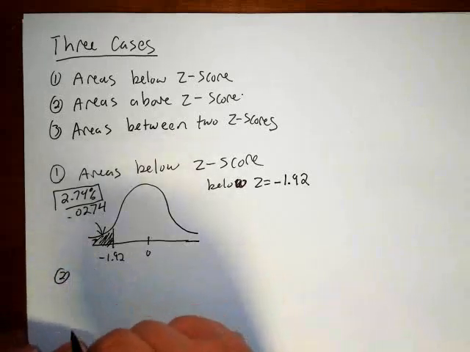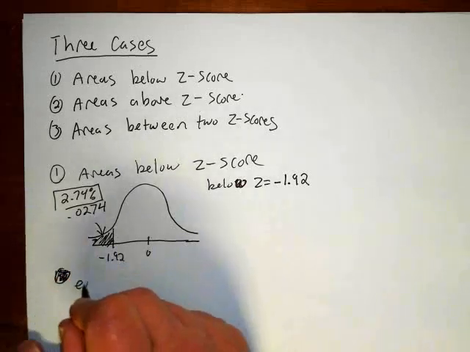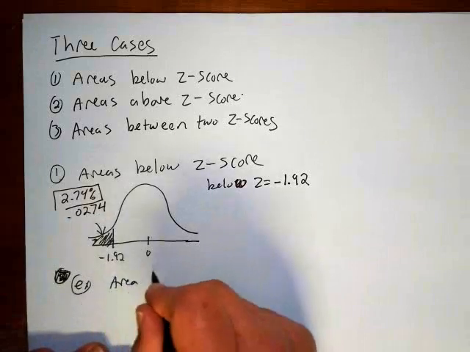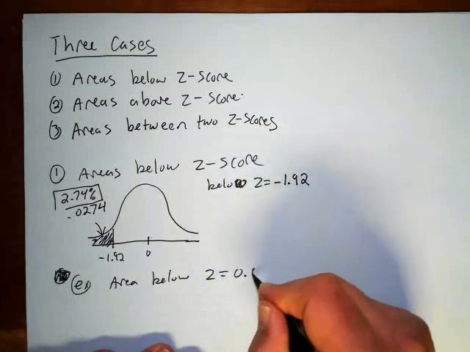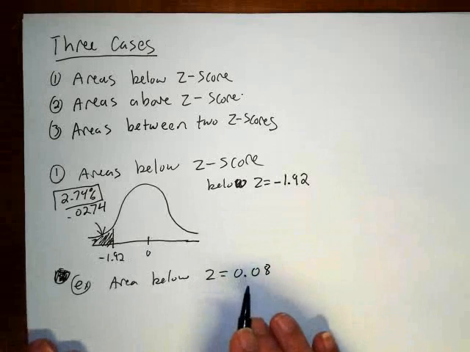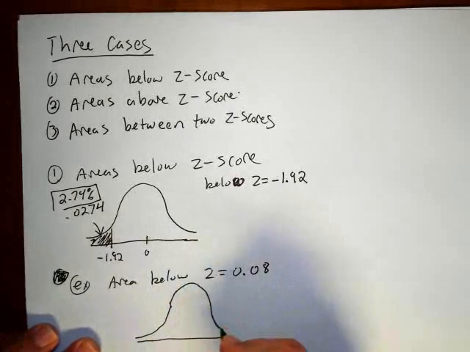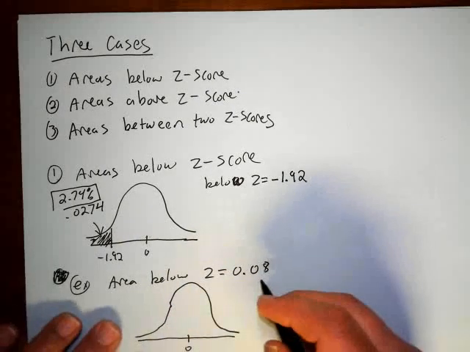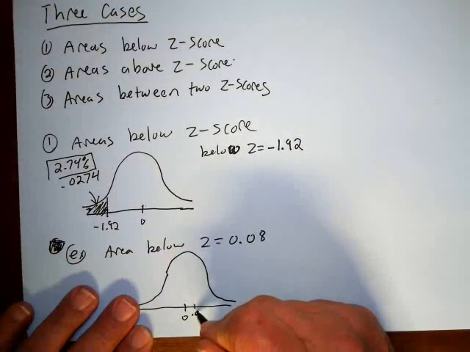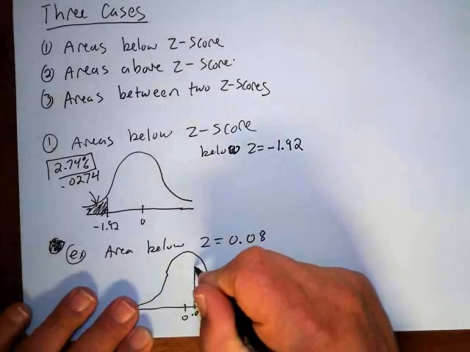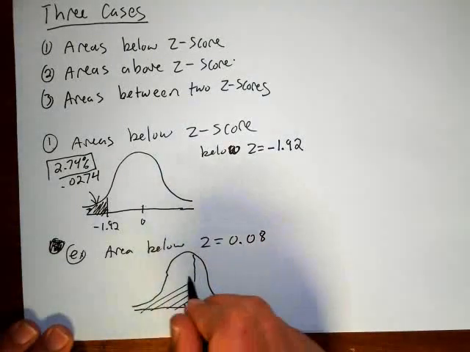Okay? So let me try one more here. Another example. So we'll say an area below z equals 0.08. Now that is a z-score that is very close to the center, isn't it? So this is 0, and this is 0.08. So this is really close. And so when I look that up, I'm going to get this area below.